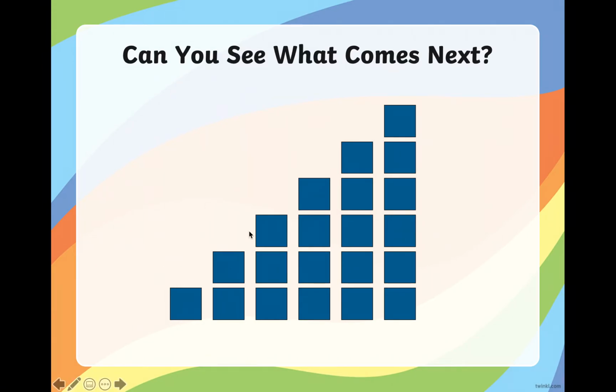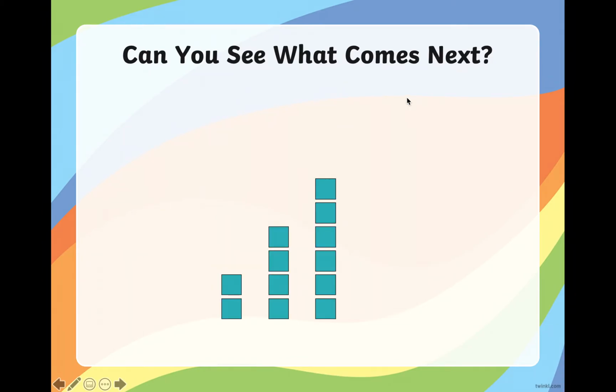Gets 1 bigger each time. It's like a flight of stairs. Bop, bop, bop, bop, bop. Adding 1 each time. Next one, we've got 2, then it's 4, then 1, 2, 3, 4, 6. It goes 2, and then 4, and then 6.